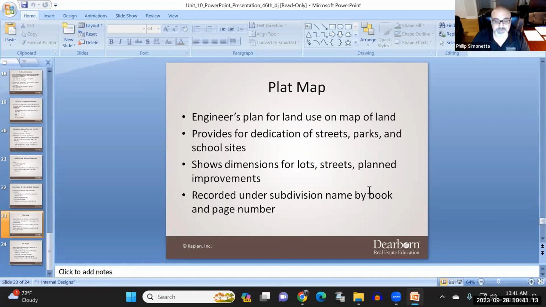It also shows dimensions for the lots. It shows the streets planned, where they're going to put the streets, where they're going to put the sidewalks, where they're going to put all that stuff. It shows where the improvements are going to go. And it's recorded under the subdivision name by book and page number. There'll be a book and page number that you can look up and you can see the plat map.